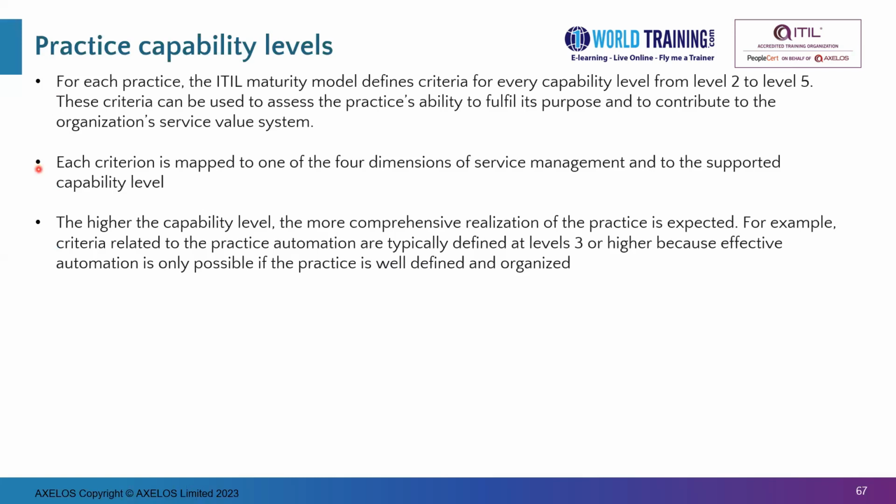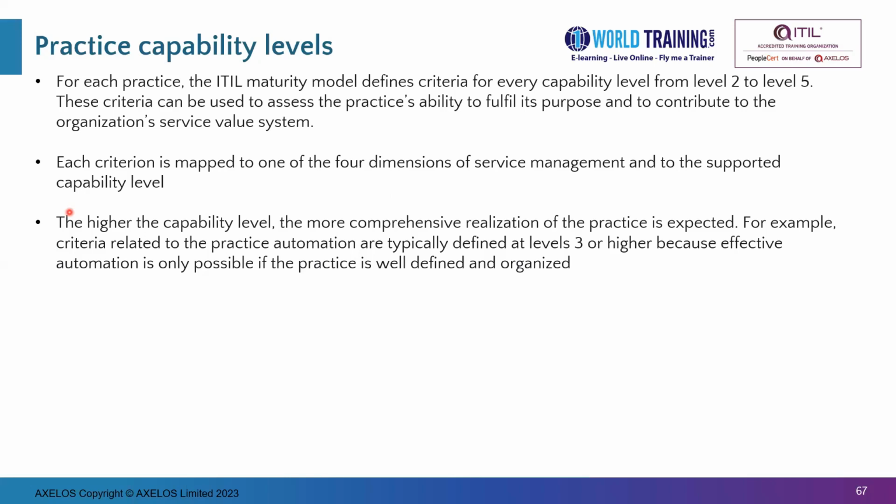Shortly from the next slide onwards, we're going to see a table giving you more clarity about these statements. Then finally, the higher the capability level, the more comprehensive realization of the practice is expected. For example, criteria related to the practice automation are typically defined at levels 3 or higher, because effective automation is only possible if the practice is well defined and organized. So this approach results in every practice having several capability criteria, as many as even 30 of them based on the practice PSFs, and mapped to the 4 dimensions of service management.